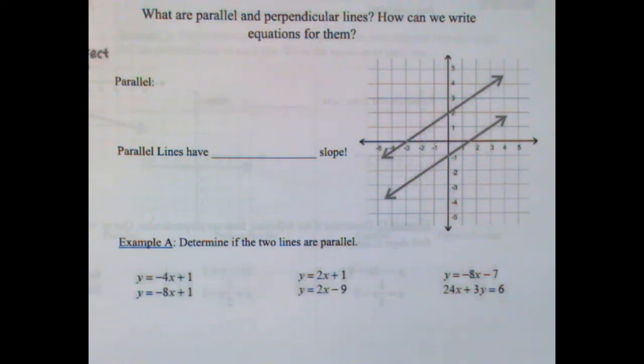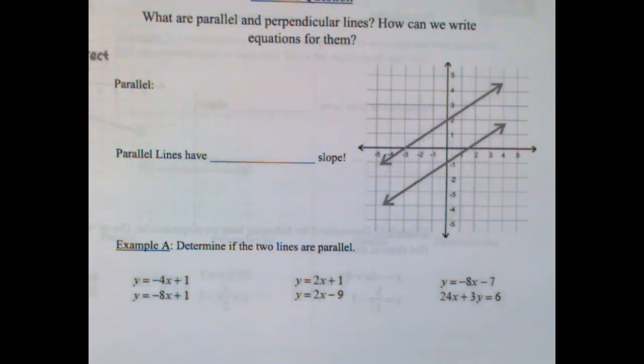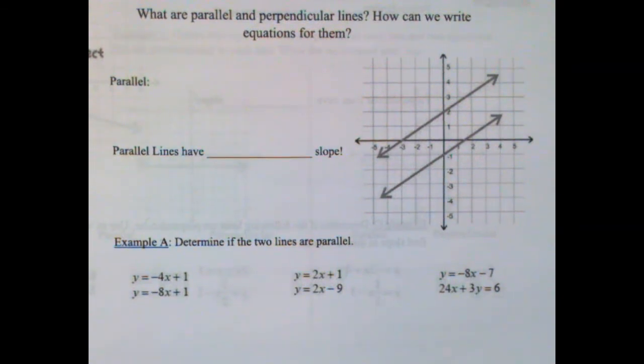All right, in today's learning target, we're going to talk about parallel and perpendicular lines. So far we've talked about all the different forms lines can take with slope intercept, point slope, and standard form. And now we're going to talk about what happens if we've got two lines that are either parallel or two lines that are perpendicular. So let's first start off with the idea of parallel lines.